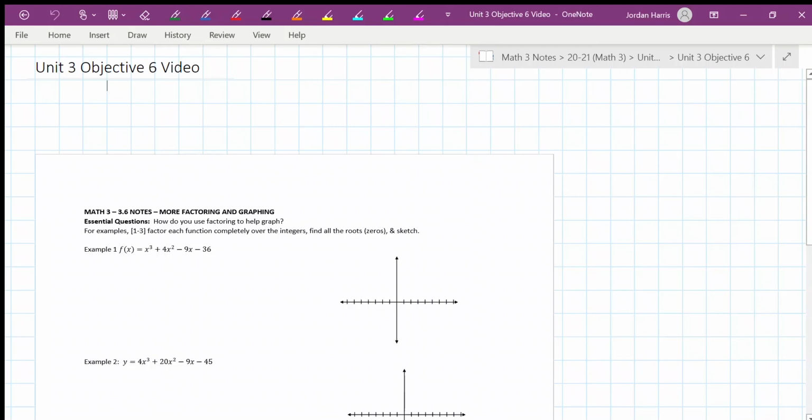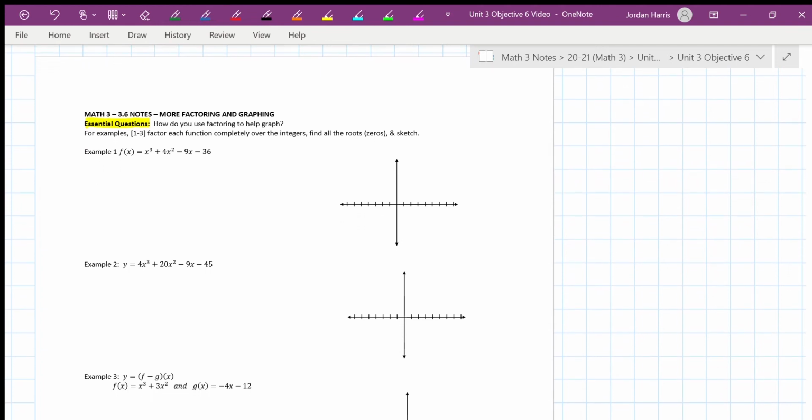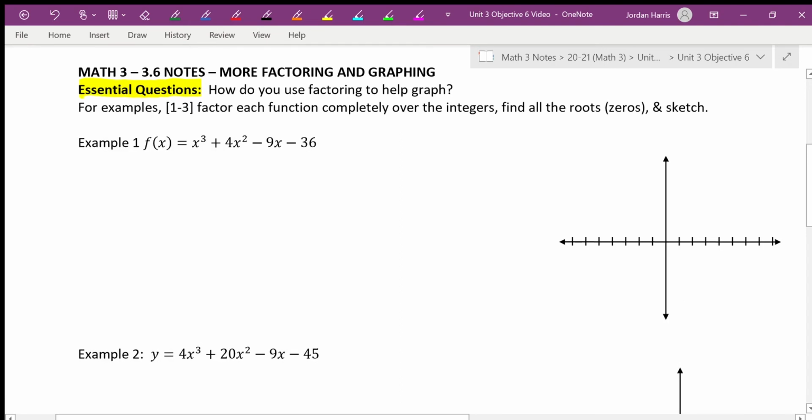This is 3.6, more factoring and graphing. Your essential question: how do you use factoring to help graph? For examples 1 through 3, factor each function completely over the integers, find all the roots or zeros, and sketch. One thing you'll notice, we might have imaginary roots in this chapter, so I'll talk about what to do with that in this section. So, you've got to factor it first.